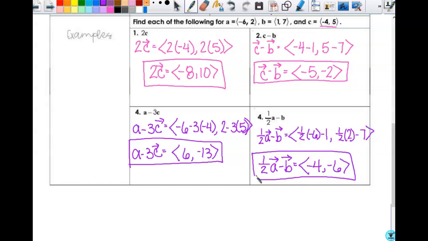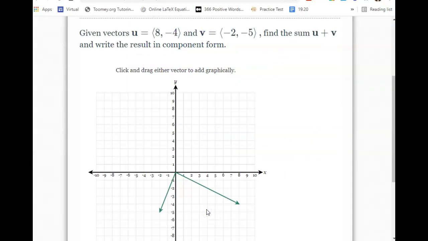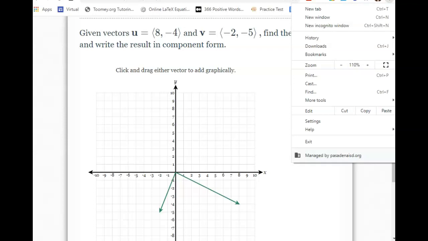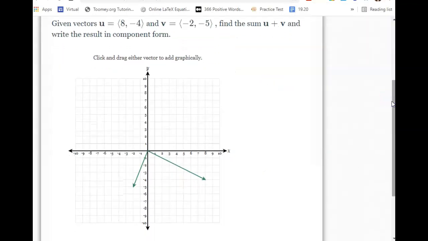Before we move on to the next part, I want to show you a couple of things in Delta Math. So we're going to start with this one. It says, given these vectors, we want to find the sum and write the resultant in component form. So I have U, which is 8, negative 4, so this is that vector. And then V, which is negative 2, negative 5. That's this vector.